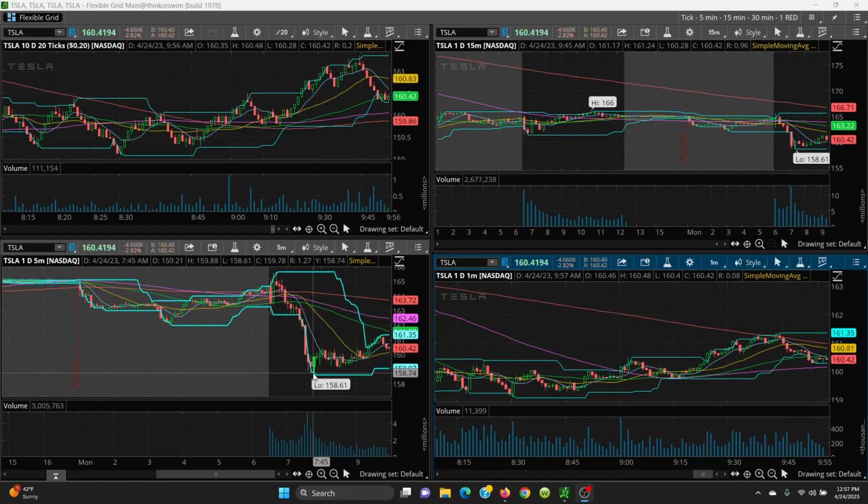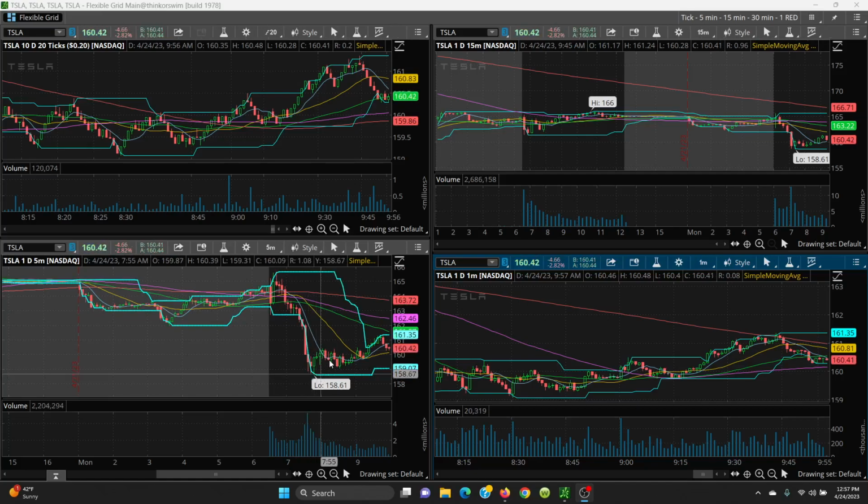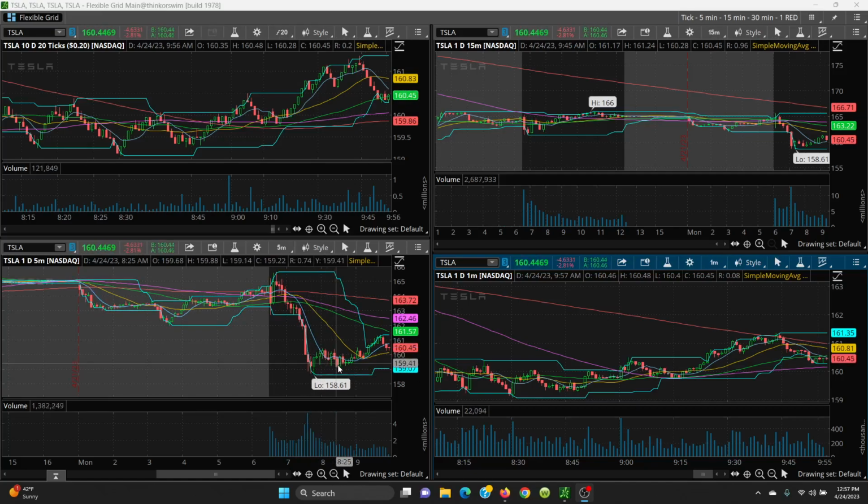So you would wait to the low, see how this all sold off. Then you'd never buy it there. You'd always look at the retest area. That's where you'd buy it.